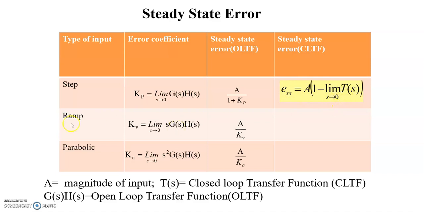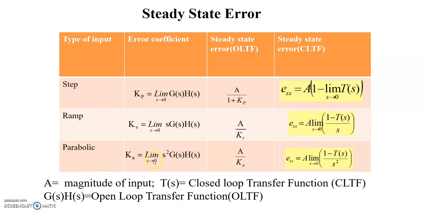For ramp, Kv is equal to limit s tends to 0 of s into G(s) into H(s). So for the open loop transfer function, the steady state error is A by Kv, and for the closed loop, the steady state error is A into limit s tends to 0 of (1 minus T(s)) by s.